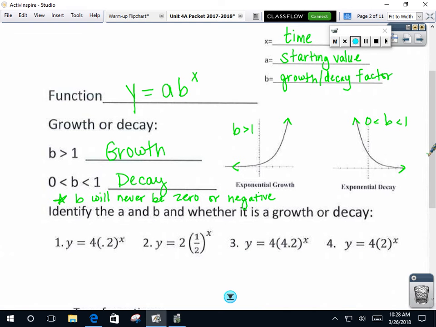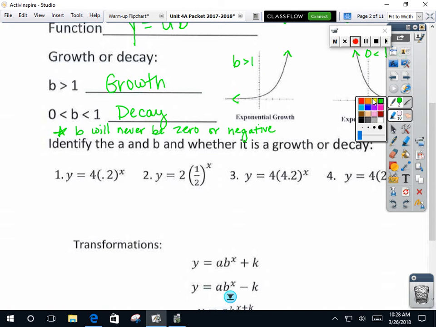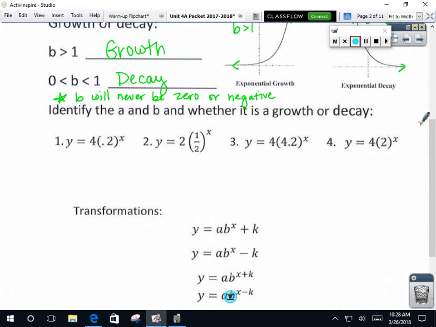Okay, so now let's do these first 4 examples. They want you to identify the a value, the b value, and whether the graph is going to be a growth or decay. So for example 1, what is the a value? 4. What is the b value? 0.2. And then is this a growth or a decay? A decay. Isn't 0.2 less than 1 but greater than 0? So that's a decay. So that means for this exponential function, the graph's going to look like this. It's going to go down from left to right.